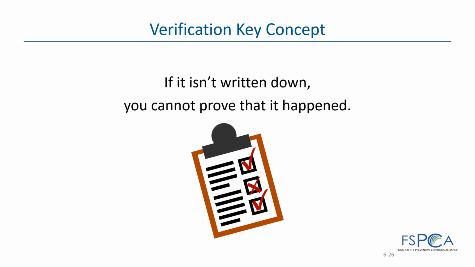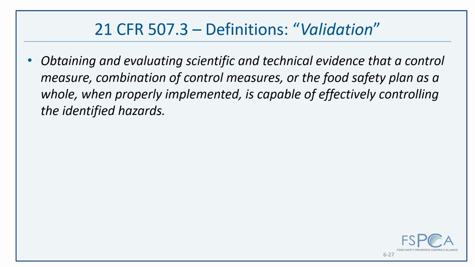If you don't write it down, you can't prove that it happened, right? So as you've seen in the other chapters so far, documentation is absolutely essential to this entire food safety plan and to meeting the requirements of FSMA. You need to document everything. You need to write everything down when it comes to your preventive controls, okay?